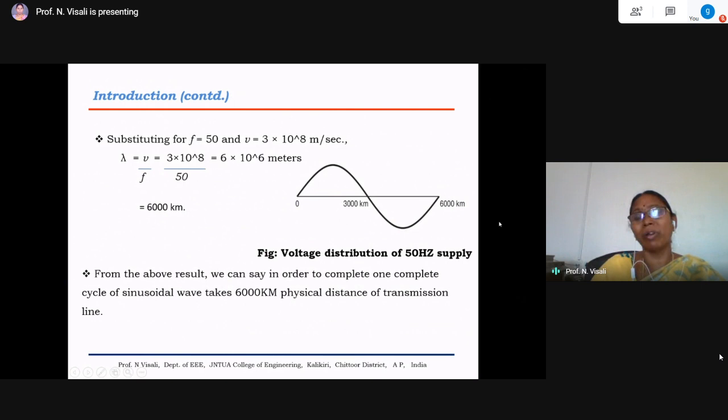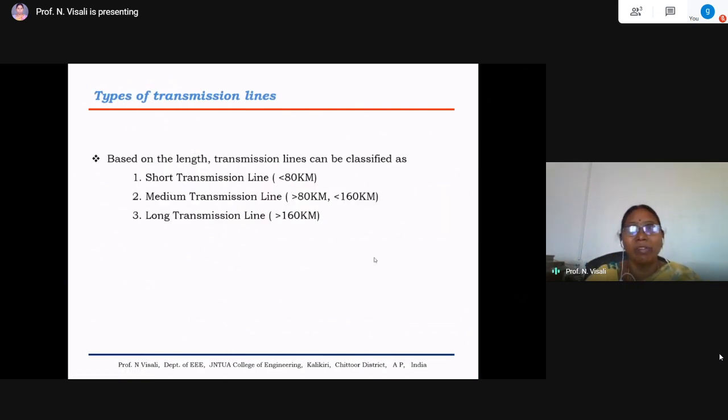So now you know how long the voltage takes for one cycle of operation, and that depends on the length. Once again, based on that length, the transmission lines can be classified. If the length of the line is less than 80 kilometers, we consider it a short transmission line. If the length is greater than 80 kilometers and less than 160 kilometers, it is considered a medium transmission line. If the length is greater than 160 kilometers, we consider it a long transmission line. So we can classify them depending upon the length.